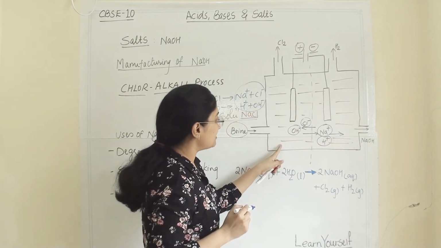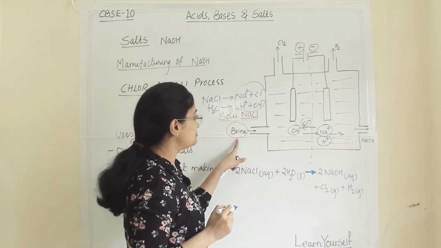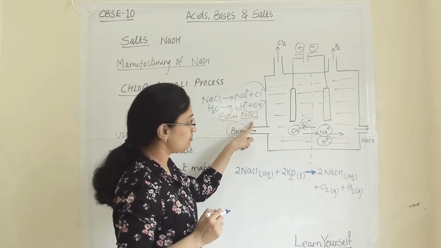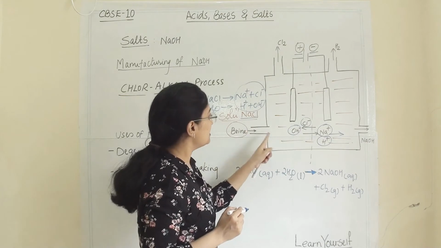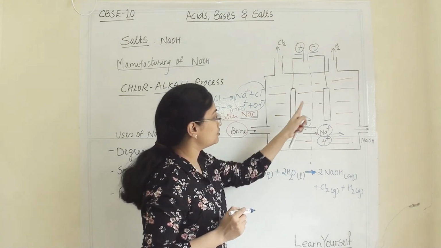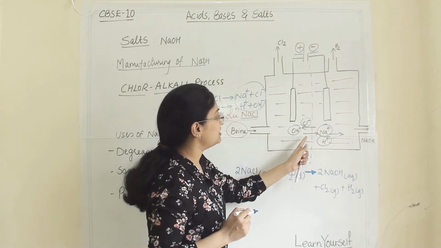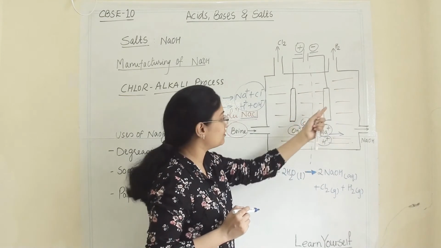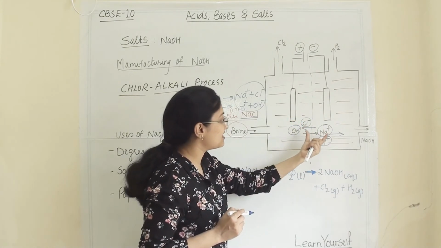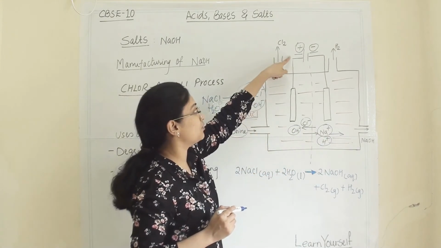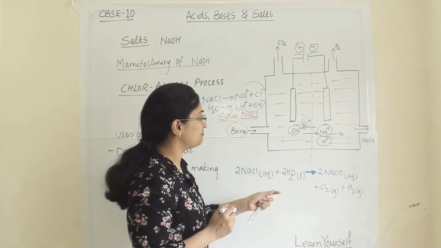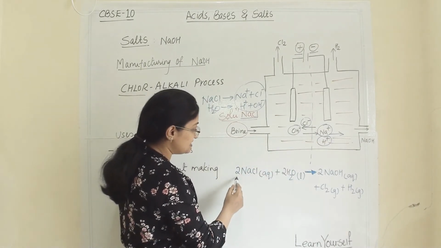So our electrolytic solution is brine water. What is brine water? It is a solution of sodium chloride. When we pass this sodium chloride solution in this electrolytic cell, the positive ions will travel towards the negative electrode, and the negative ions will travel towards the positive electrode. Now, this is the reaction we will get in this cell.